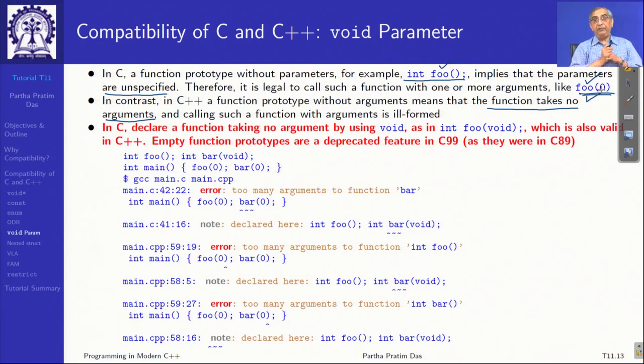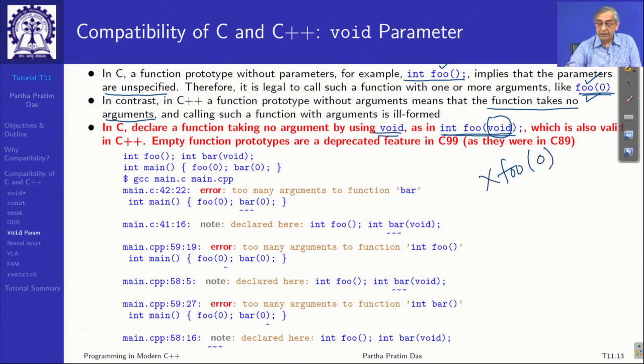So, in C if you want to declare a function equivalent to the C++ no-argument function, you have to use the argument void. It says the same thing in a little roundabout way. All that it says is that it takes a parameter of type void, which means it takes no parameter, but it is specified. Now if you call foo(0), this is an error in C as well.